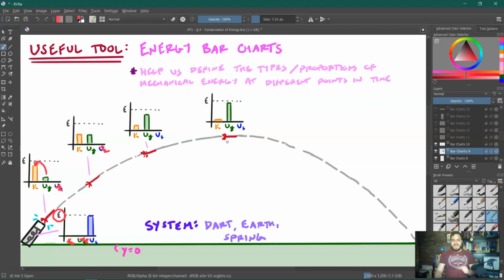Now note, if this was fired straight up and down, it would be at rest for an instant at the top, and we would not have kinetic. However, this is a projectile at an angle, so it's still moving at the top.